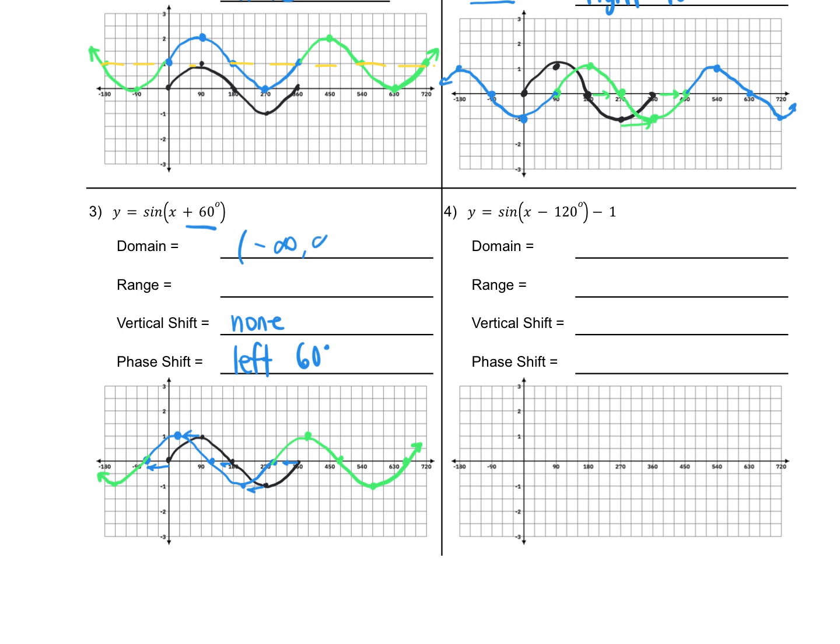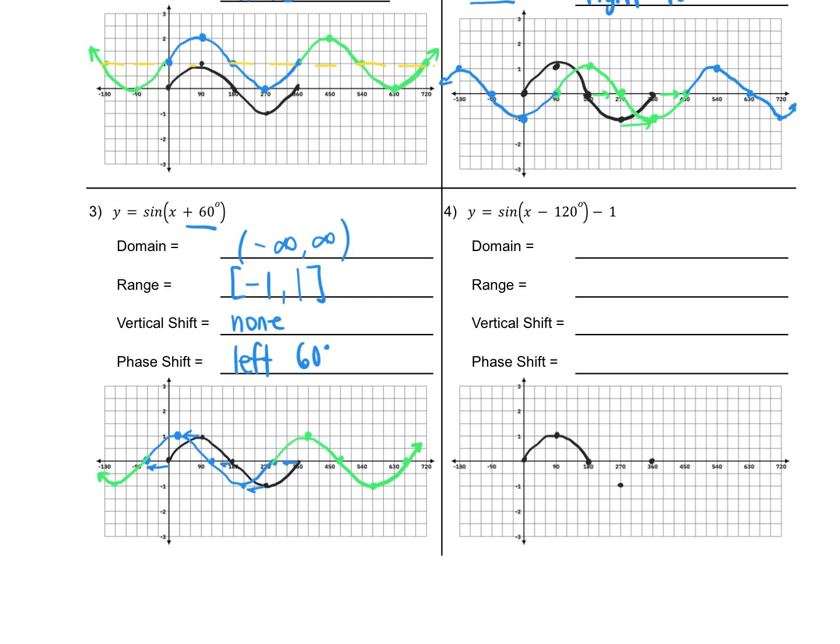My domain is good, negative infinity to infinity. My range, again, still hasn't changed because, like I said in the previous example, it looks like the vertical shift would be affecting my range, which in this case, we don't have a vertical shift, so the max and mins have not changed. All right, one more before we make some observations.